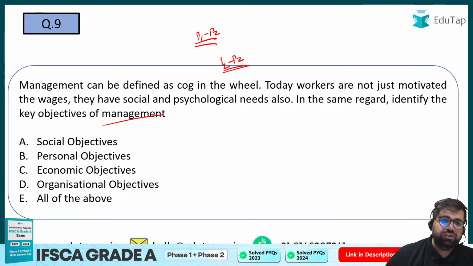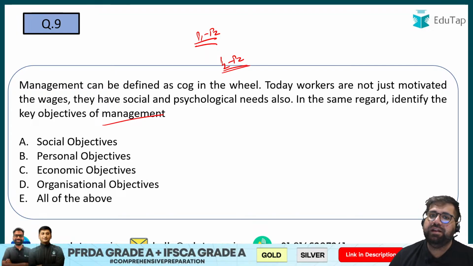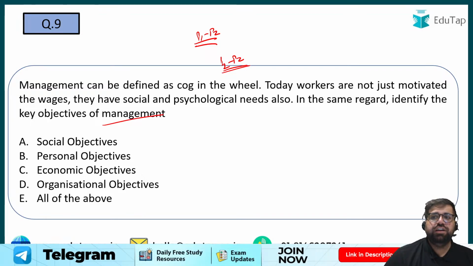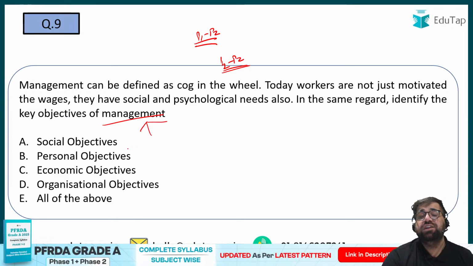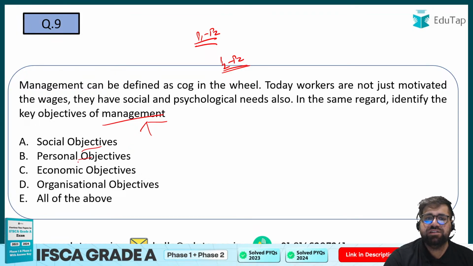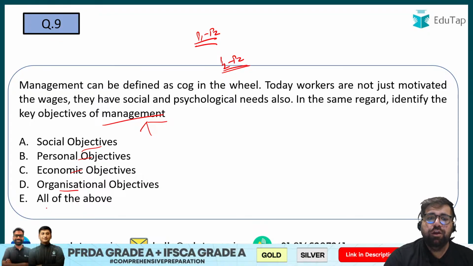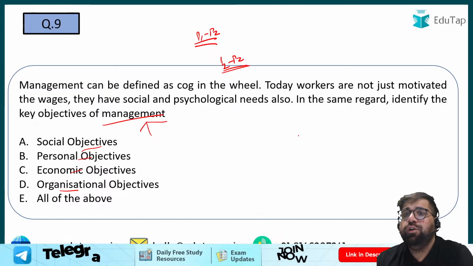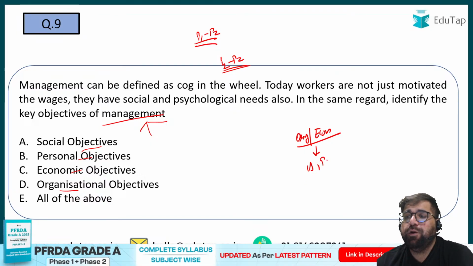Now let's talk about question number 9. Management can be defined as a cog in a wheel. Today workers are not just motivated by the wages, they have social and psychological needs also. In the same regard, identify the key objectives of management. Now we all know that management is generally driven by objectives. There are three types of objectives: social, personal and economic. Even organizational objective is one of the kind. The first category is organizational objectives only, which is also known as economic objectives. In organizational and economic objectives, you look for survival, profit and growth.